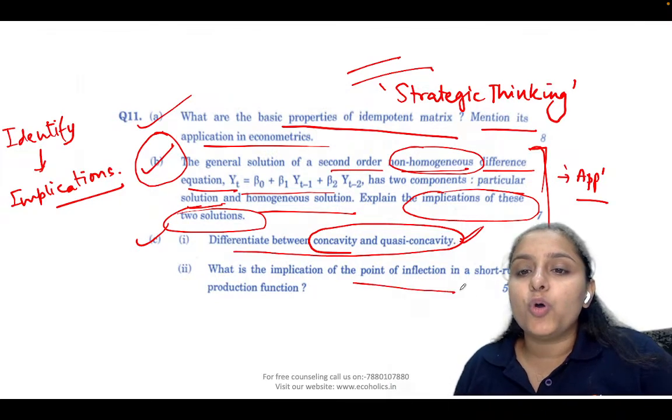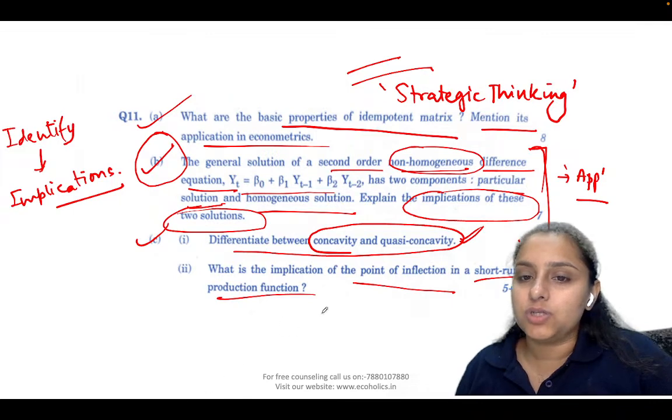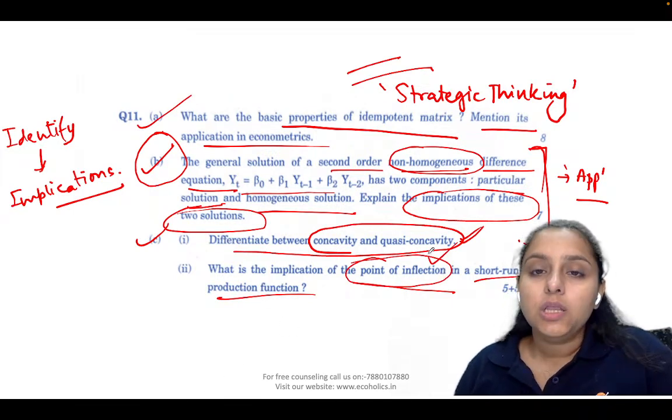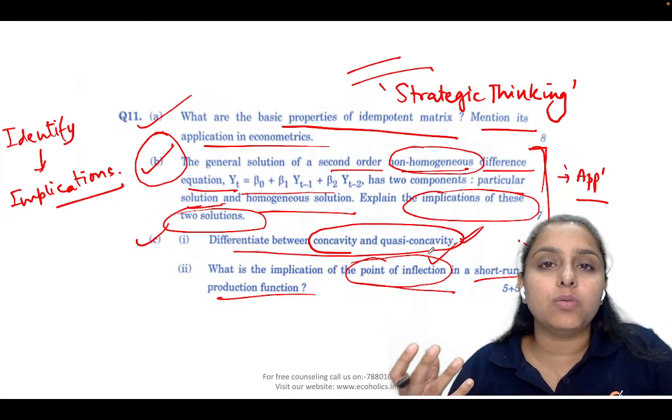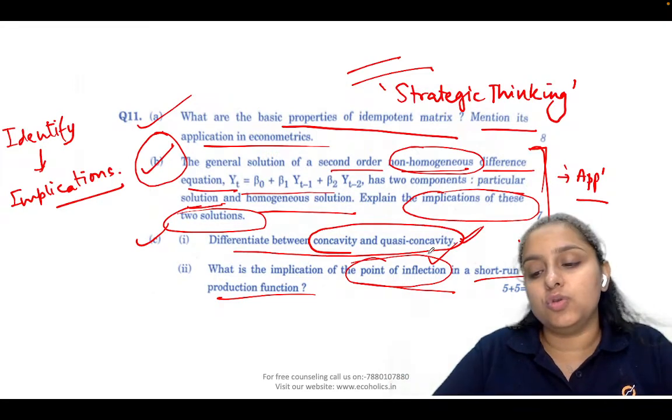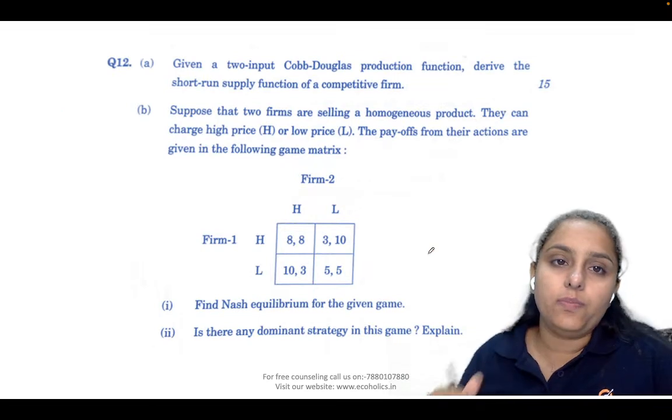What is the implication of point of inflection in a short run production function? The first thing is, point of inflection means where a curve is becoming constant but is not changing the shape. So in the production function, you have to write its implication.